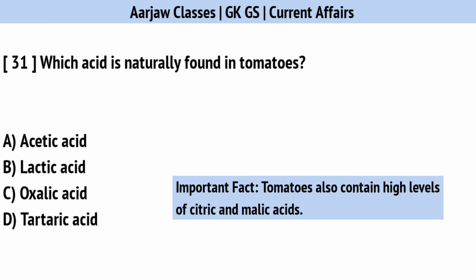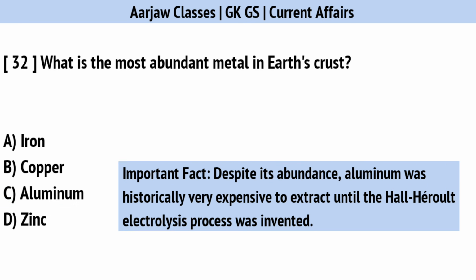Which acid is naturally found in tomatoes? Correct option is C, oxalic acid. What is the most abundant metal in Earth's crust? Correct option is C, aluminum.